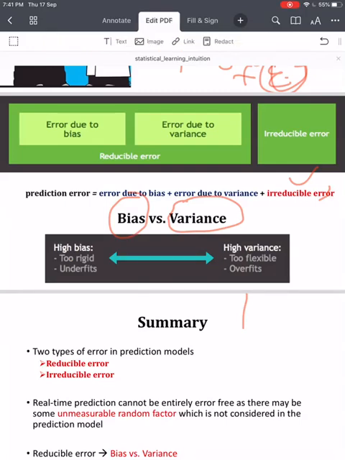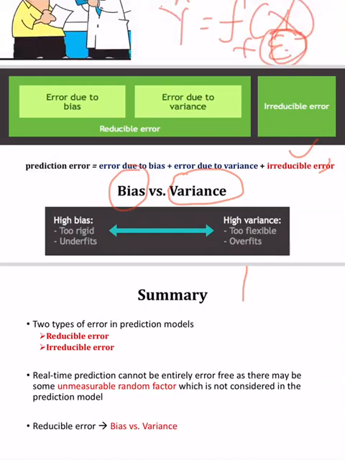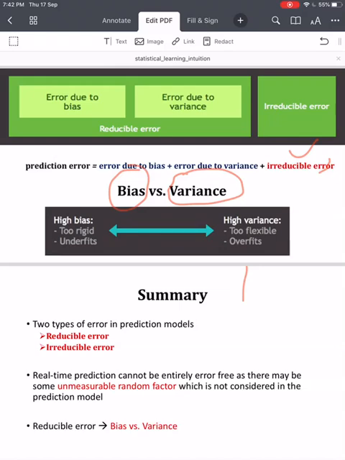Okay, so that is the task of a good machine learning engineer. In summary, there are two types of error in prediction models: reducible error and irreducible error. In real time, prediction cannot be entirely error-free because there may be some unmeasurable random factor which is not considered in the prediction models. If that occurs, then your prediction model will fail. So the task of machine learning or statistical learning is to minimize the reducible error, which consists of two factors, bias and variance. The task is to balance the bias and variance to control the error, so that in that way we can find a good predictive machine learning model.